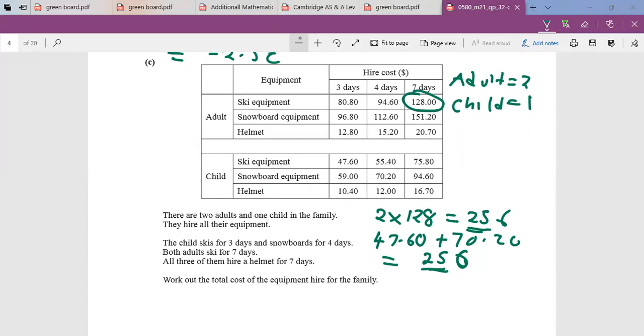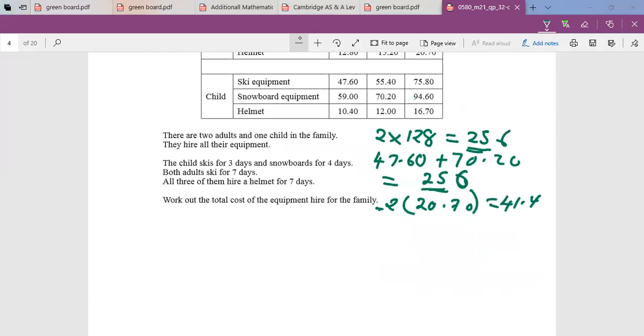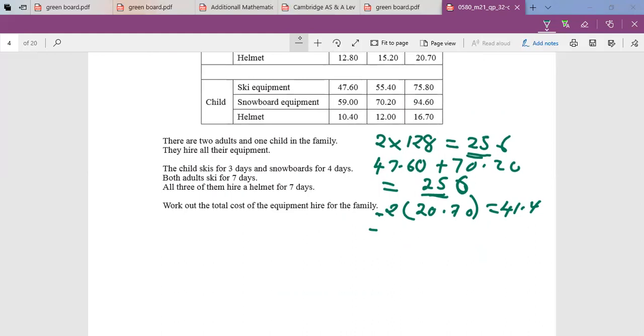Okay. So all three of them hire a helmet for 7 days. For an adult, a helmet for 7 days is 20.70. Because there are two adults, you're going to say 2 by 20.70. What we get is 41.4. Then for a child, the helmet for 7 days is 16.70, which is like 16.7. So these are the costs of the equipment hire for the family.